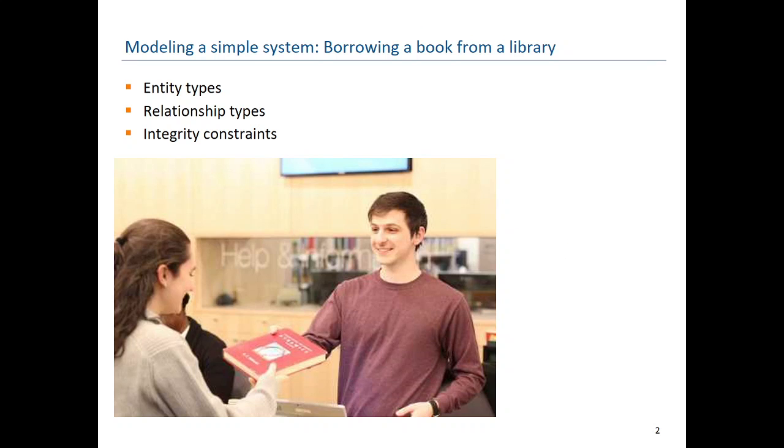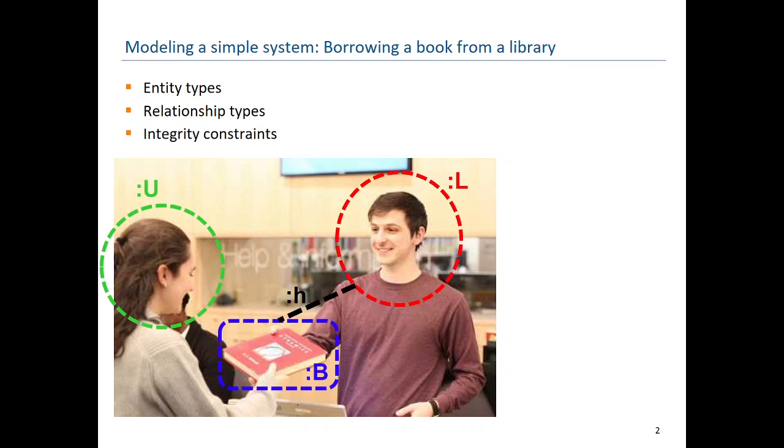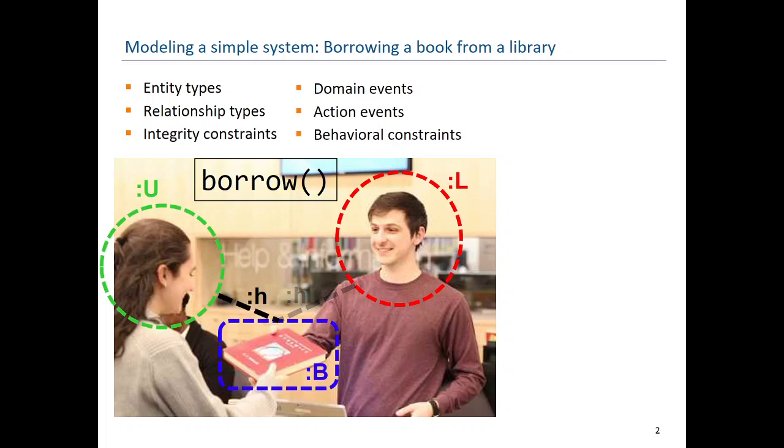To illustrate our work, let's suppose the borrowing process of a book in a library. The structure of such a system can be modeled by instances of librarians, users, and books, and a holding relationship that indicates the agent that currently has the copy of a book. The behavior can be modeled by actions, such as borrow, that changes the state of the system, in this case by changing the holder of the book.